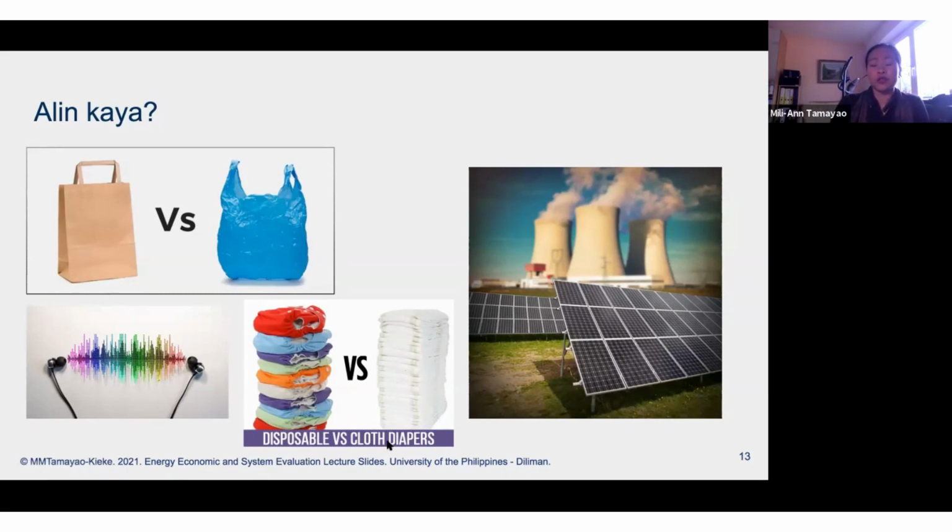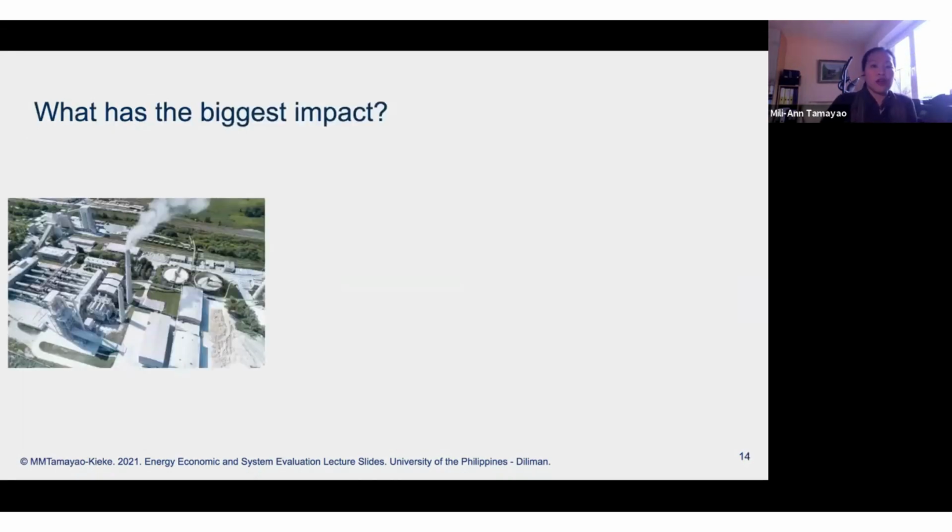Or disposable versus cloth diapers? And of course, you can also ask, is it better to have coal power plants versus solar PV plants? Okay. And you can also ask, what has the biggest impact? So, na-mention kanina, we want to look for the hotspots. Which life cycle stages have the biggest impact, and why do we want to know which has the biggest impact? Because we know that we have limited resources in most cases, so we want to prioritize our efforts, and so we want to know which has the biggest impact.